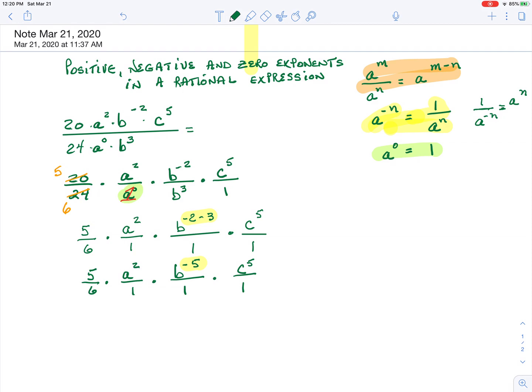So you're going to see me putting all of this together into a single fraction bar. In the numerator, I see a 5a squared c to the 5th. Notice all of these are connected by multiplication. And on the bottom, I see the 6, and notice that the base b is coming down, and that -5 is going to switch to a +5. So the final answer, simplified here, is 5a squared c to the 5th sitting over 6b to the 5th.